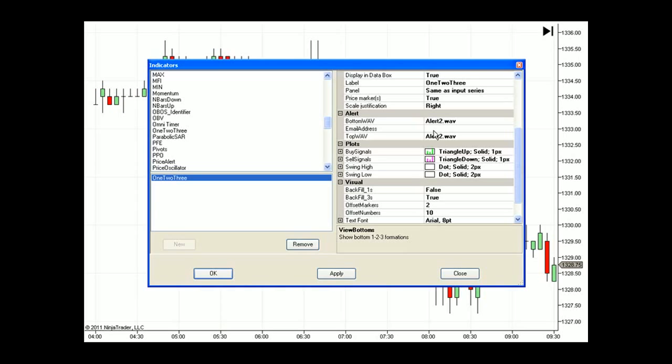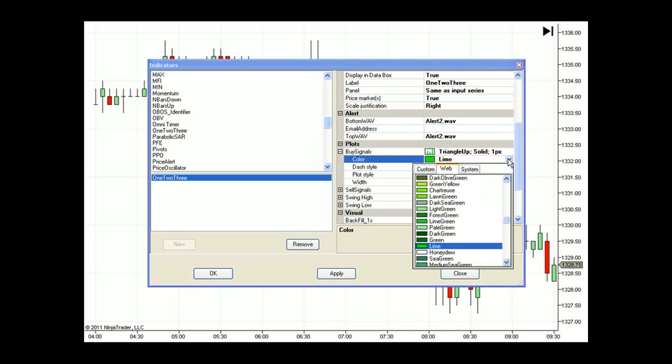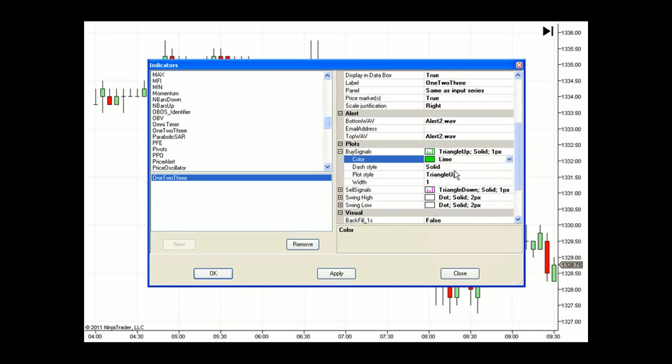Something that you might find useful if you're actually trading away from the office. Not only does the 1, 2, 3 indicator plot the 1, 2, 3 formation, but it also gives you buy and sell signals. The buy signals, because they're traditionally bullish colors, are in green, and you can certainly choose any color that you like here.